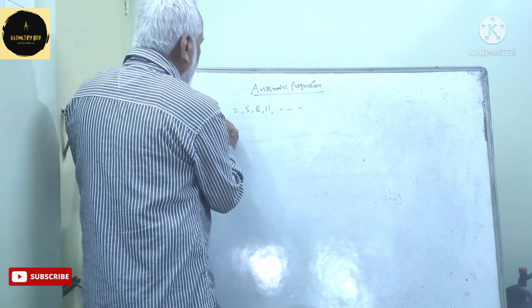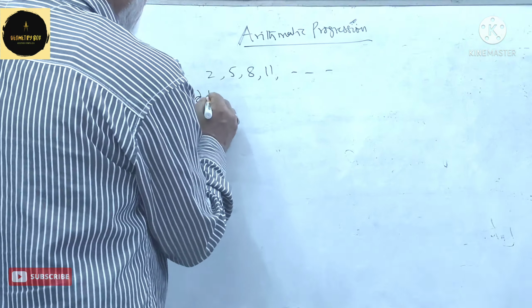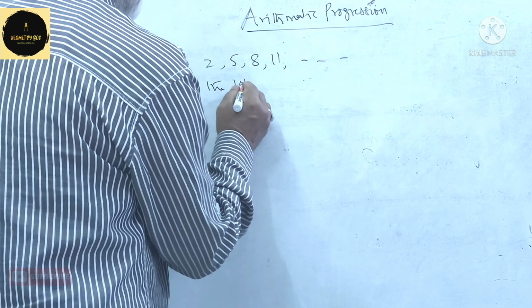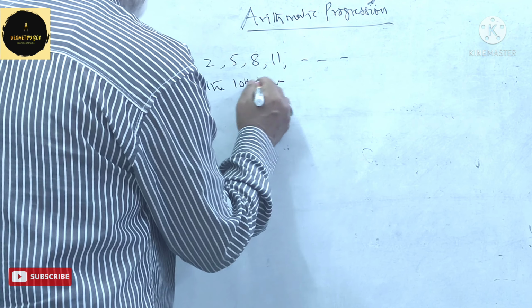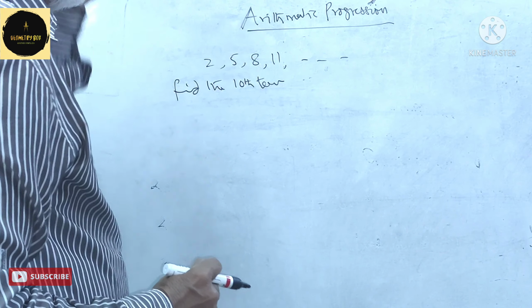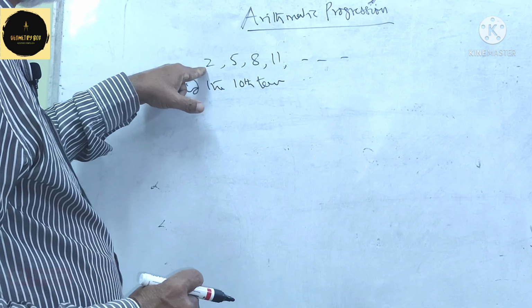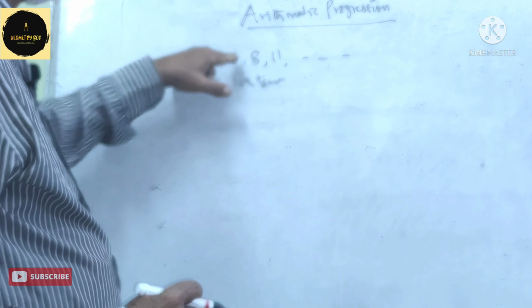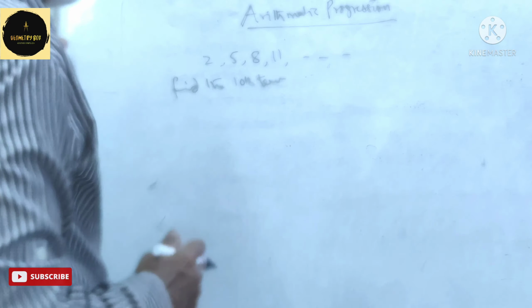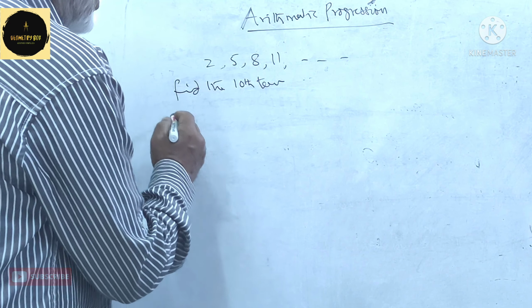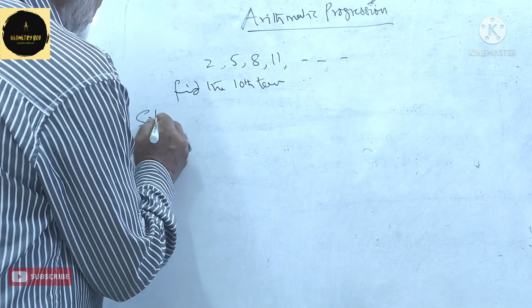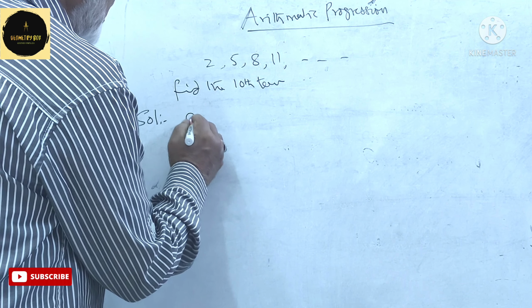For example, suppose I write 2, 5, 8, then 11 and so on. Find the 10th term. What you have to do? First of all, the first term is called a, and these are a1, a2, a3 and a4.